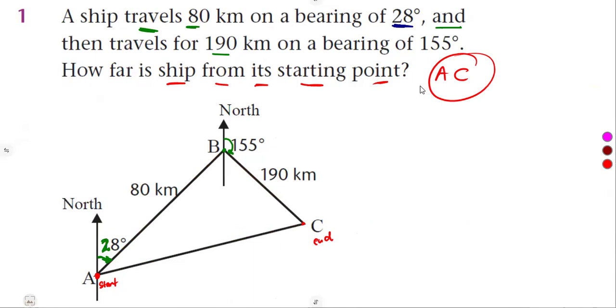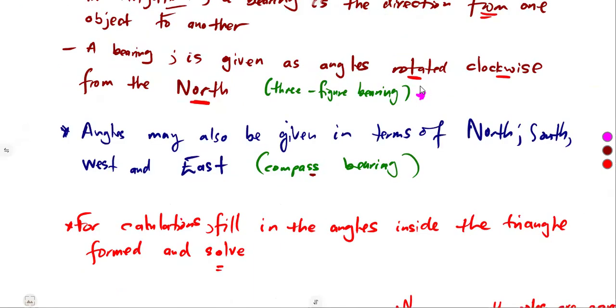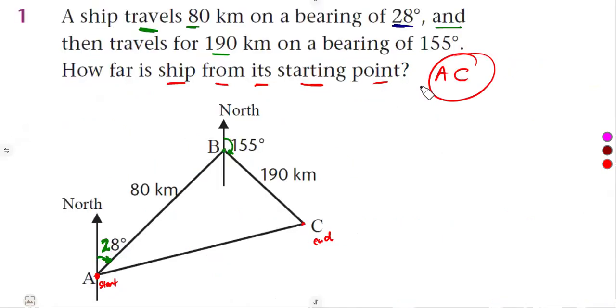Guys, once you have a question like this, forget about all this navigation, bearing, this and that. Bearing does not answer questions. The bearing part helps us to fill in the angles inside of the triangle. Finding this length, forget about that. Go back to your solving triangles. Think about the sine rule. Think about the cosine rule. That's solving of the triangle.